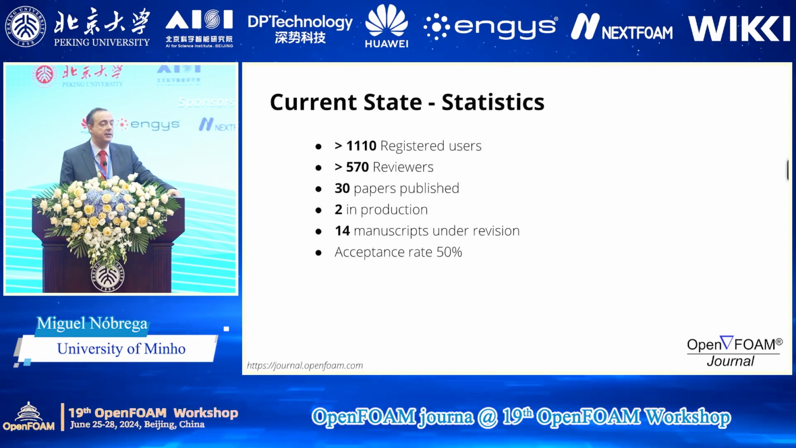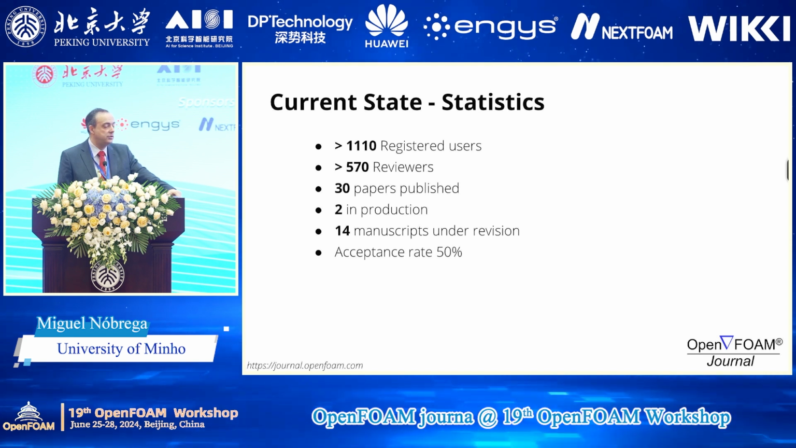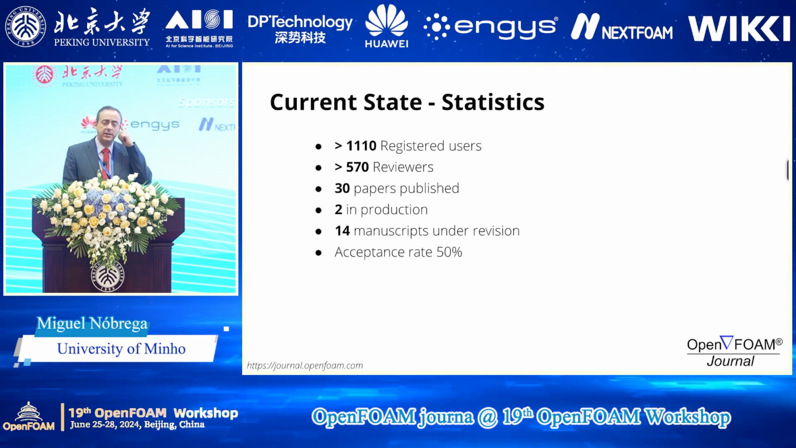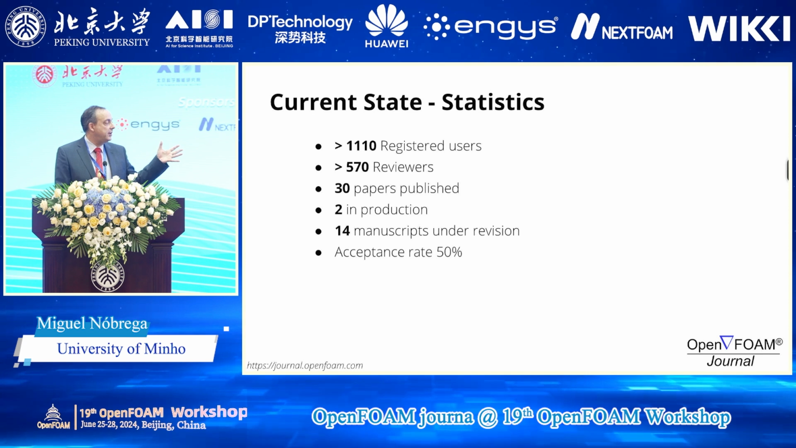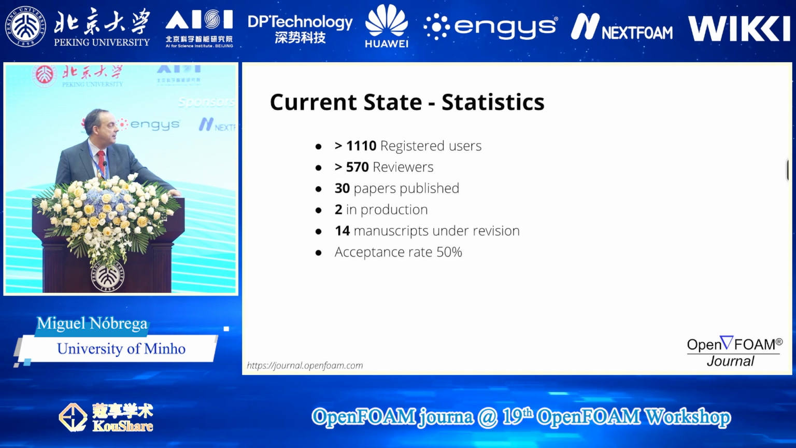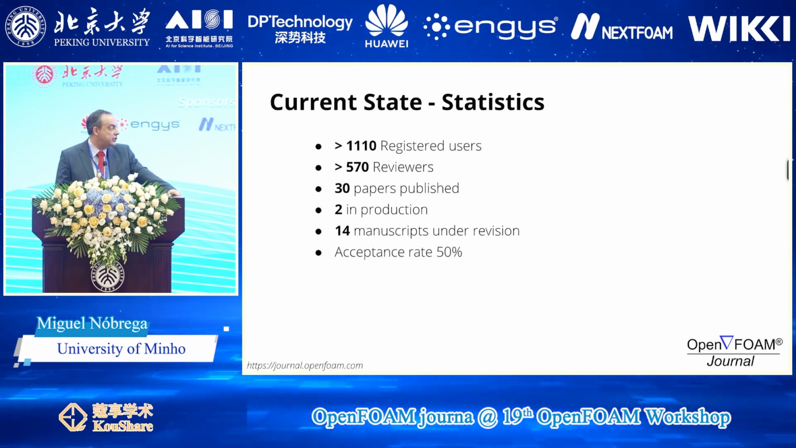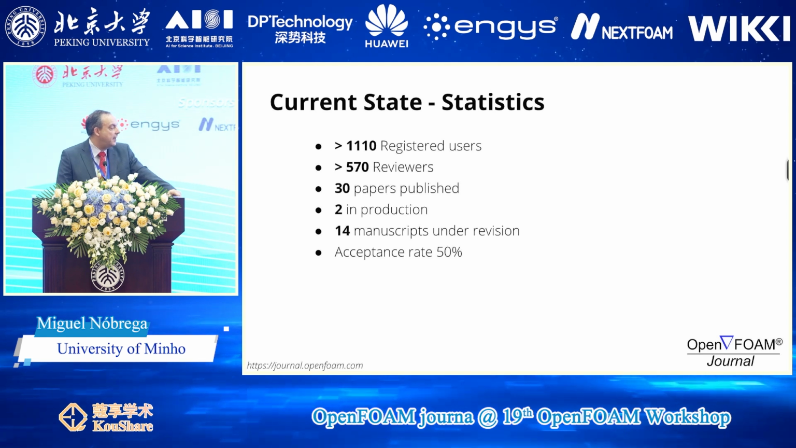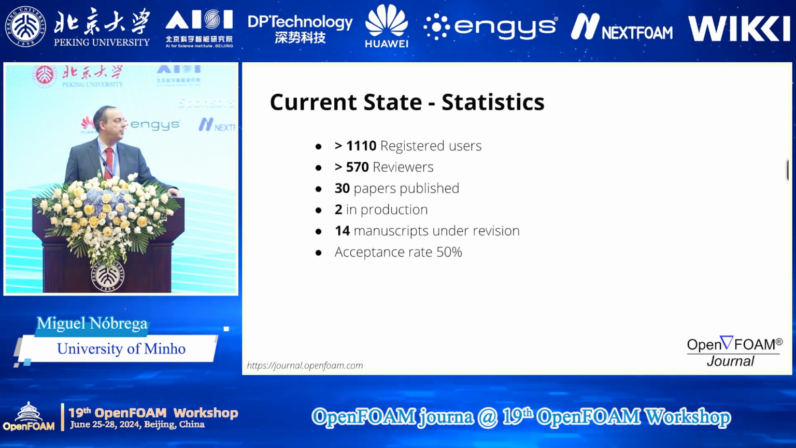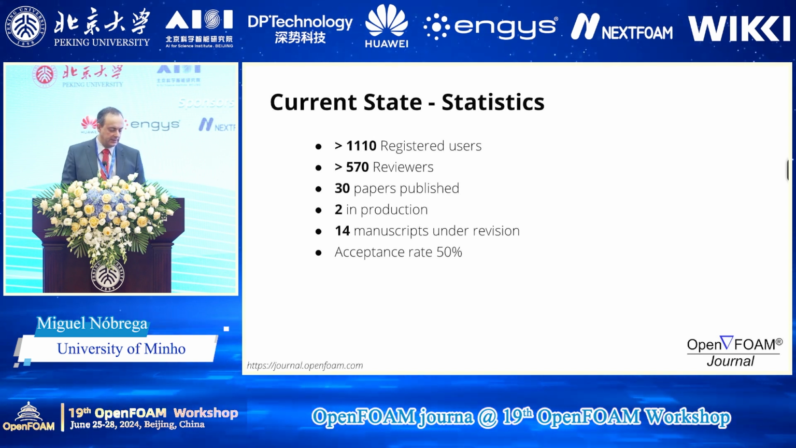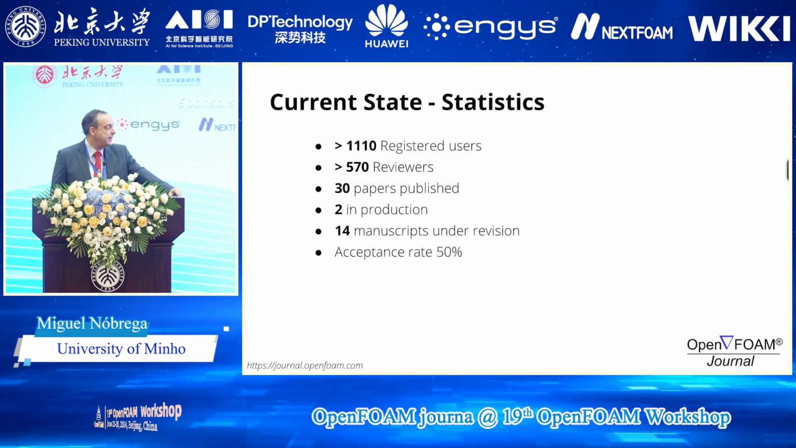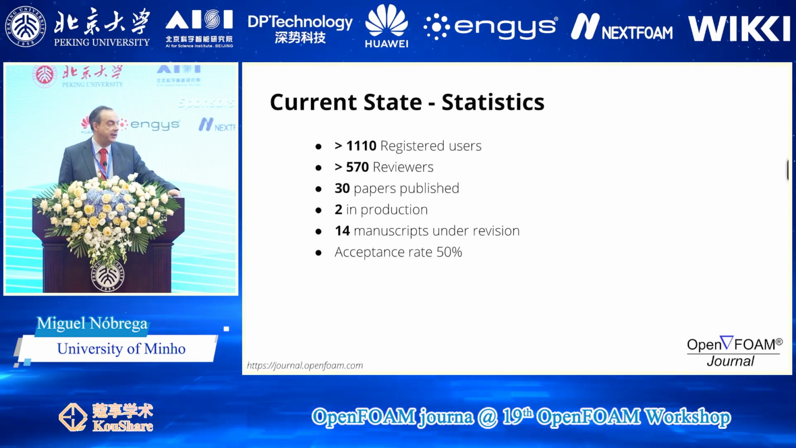So far, we have 30 papers published, 2 are in production, so soon we'll have 32 papers, and there are 14 manuscripts under review. To give you an idea of the acceptance rate, so far we have about a 50% acceptance rate, and this number refers to the papers that are actually reviewed. There are a number of papers that do not fulfill the journal scope, or the persons are not interested in sharing the data, so they don't pass the initial screening.